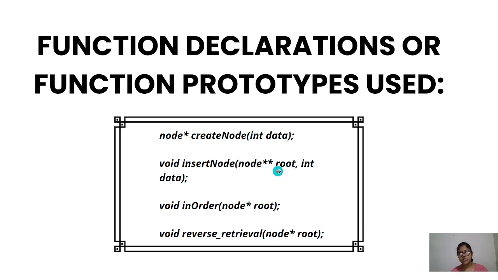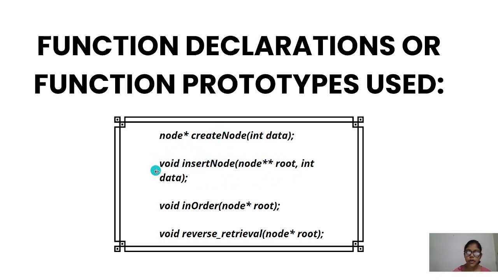Here node star root, because we have to create the root first. We had not used node star root here because we will only give a blueprint to a node, again telling. And the main function of create node will be done under this insert node.